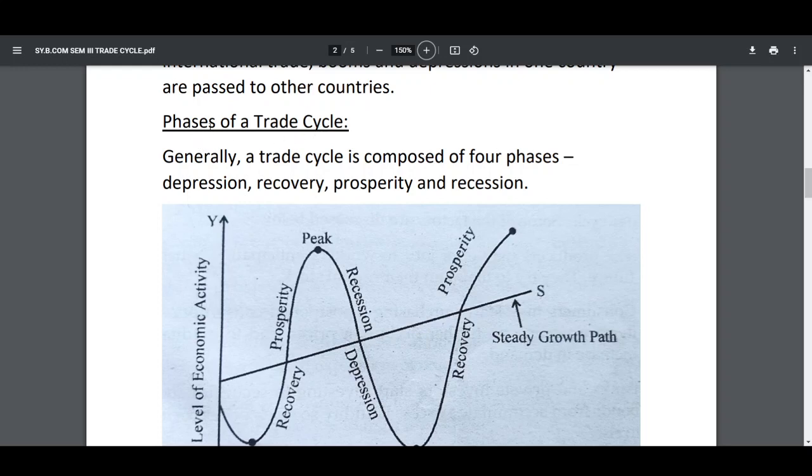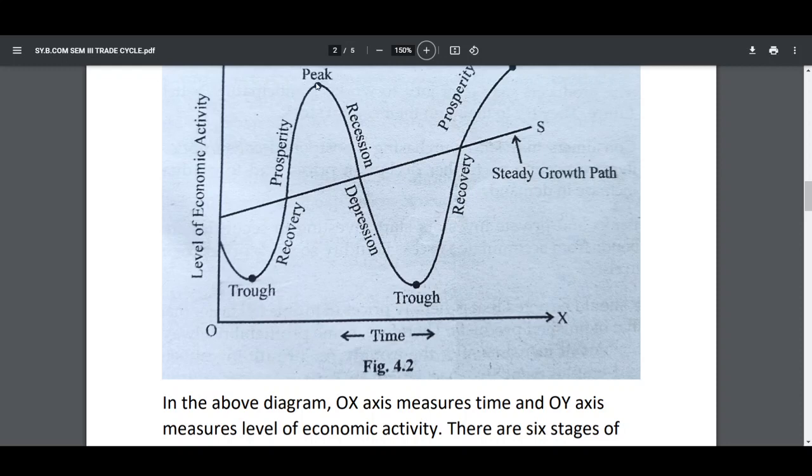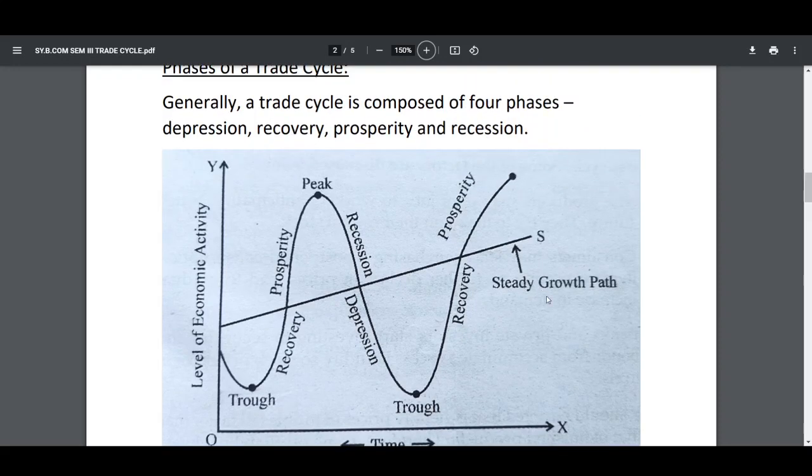Phases means stages of a trade cycle. Generally, a trade cycle is composed of 4 phases: depression, recovery, prosperity, and recession. But in between there are 2 stages, that are trough and peak. So in this diagram you can see trough, recovery, prosperity, peak, recession, depression. Again trough is coming, recovery, prosperity, and again it will go on like this continuously.